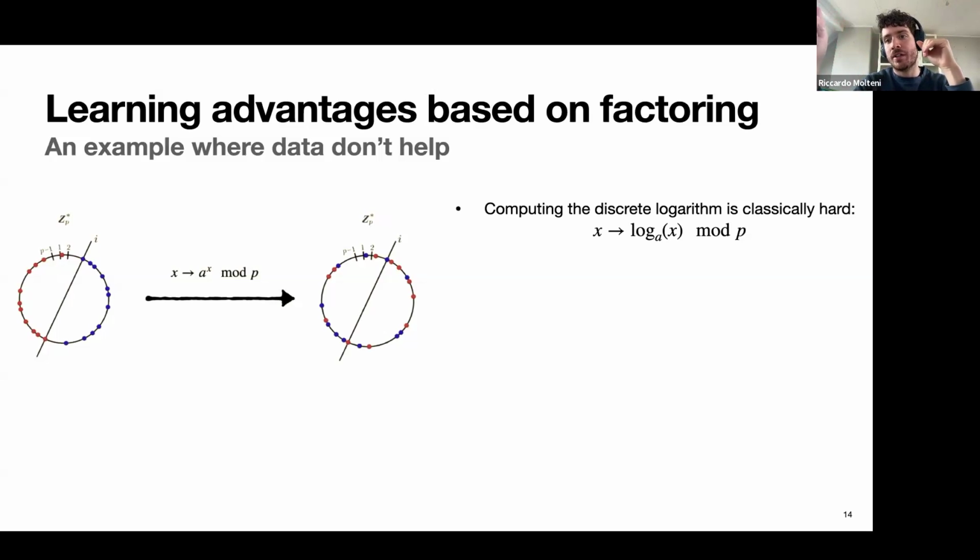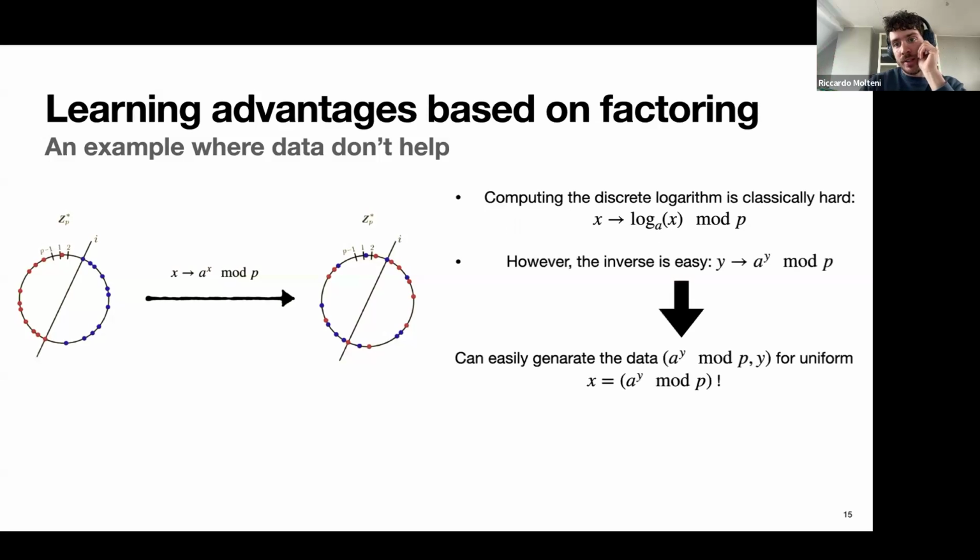Because it involves factorizing this p, which, if it is a large prime, is hard. However, the inverse is easy. So the modular exponentiation is easy. You can do it classically. But then what can I do? I can sample y uniformly, a bit string y, and I can compute the modular exponentiation. In this case, I can generate data x and the discrete logarithm of x with a classical device.